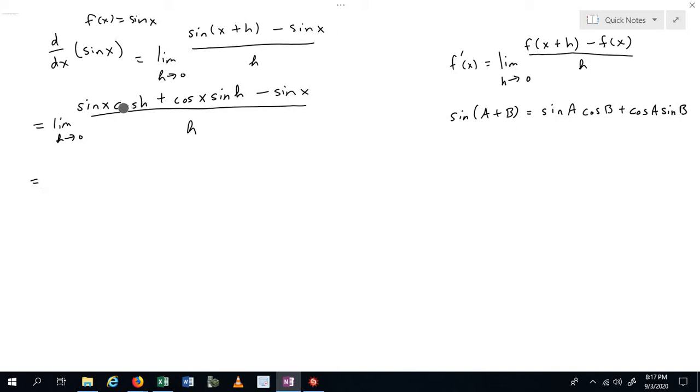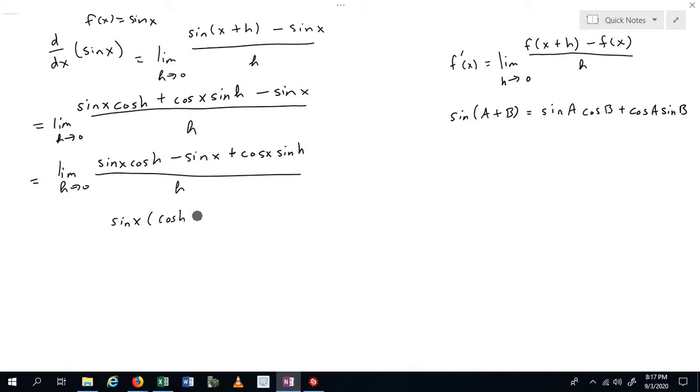Now what we're going to do is group the first term and the last term next to each other, and then I'm going to write this term last. And then I'm going to factor out of the first two terms a sine of x because it's in common with both. And that's going to leave you with cosine of h minus 1.